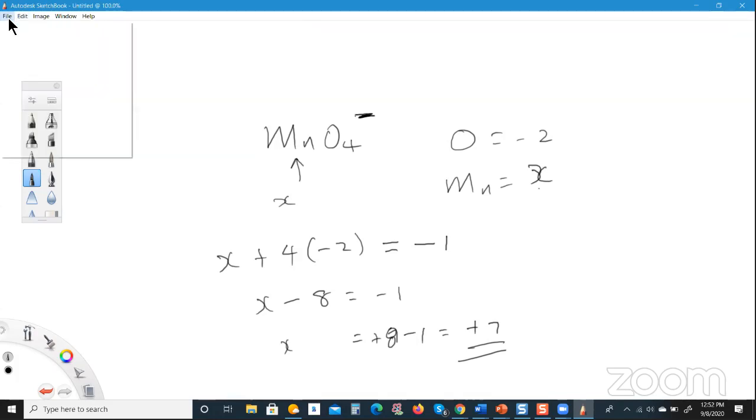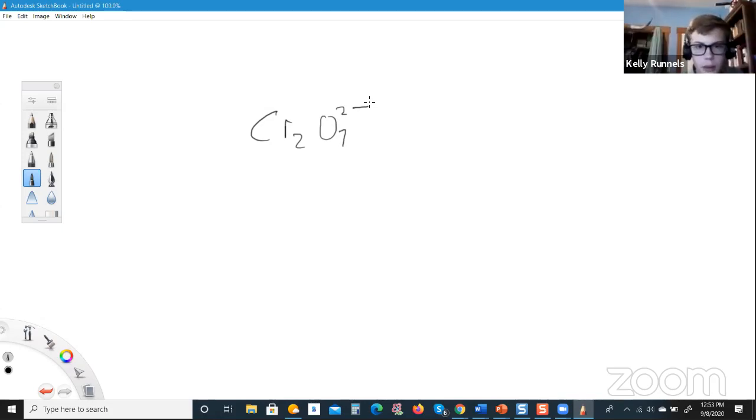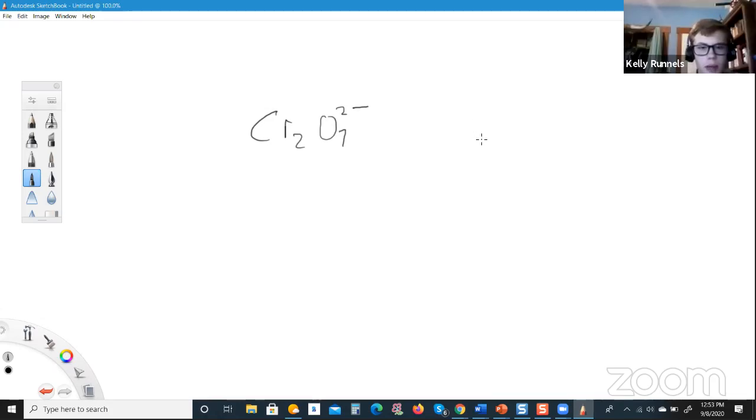Okay, so I'm going to give you one to try on your own. Let's see if you can get this one. Suppose I gave you this: Cr2O7 2 minus. So how would you determine the oxidation numbers of each element present? Work it out and then let me know.